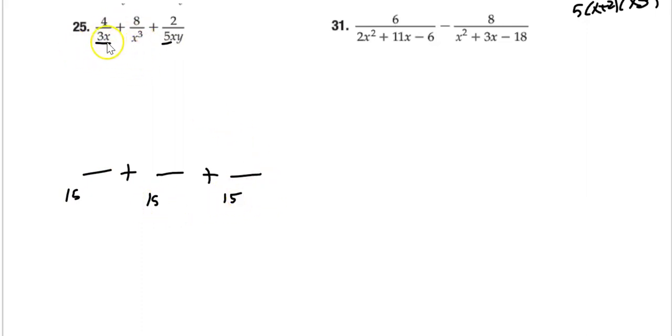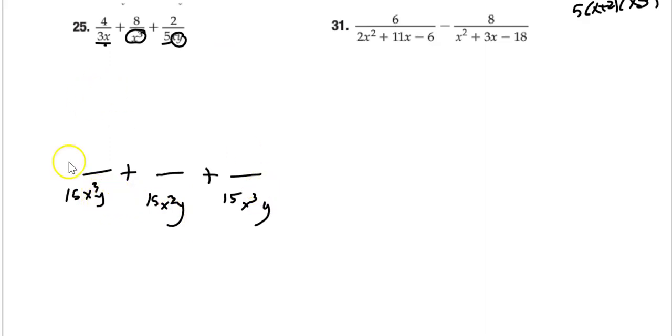And then you go to your variables. I have an x and an x cubed. You take the biggest one. And then you need a y because they have a y right there. So that's my common denominator, if I could write it.